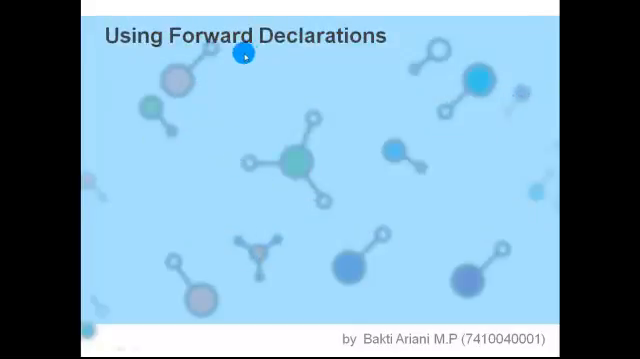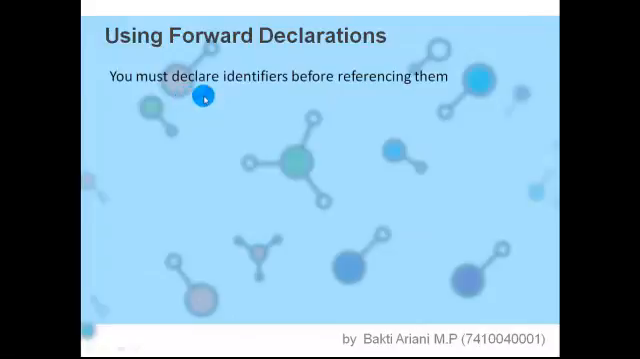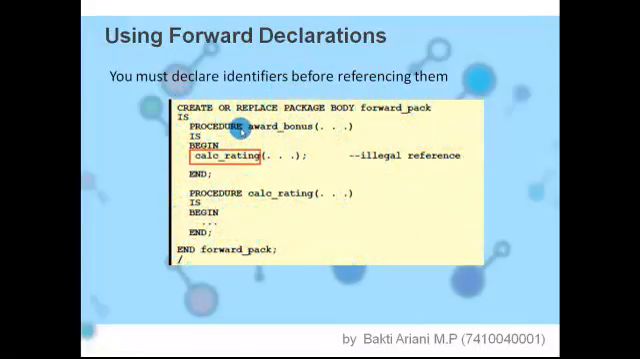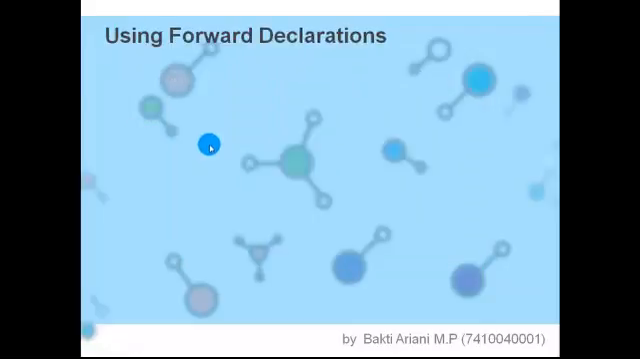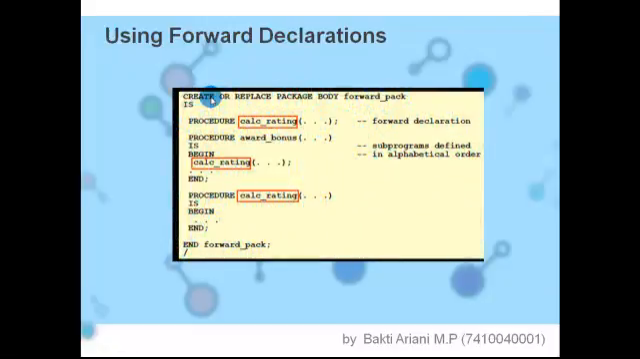Using forward declarations, you must declare identifiers before referencing them. Like this. Using forward declarations, like this, there is a forward declaration of calculating, and then the subprogram defined, and then in alphabetical order.